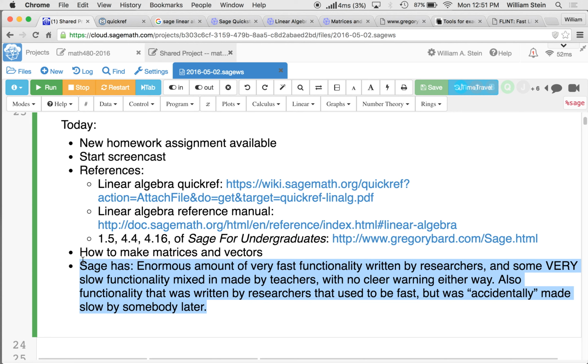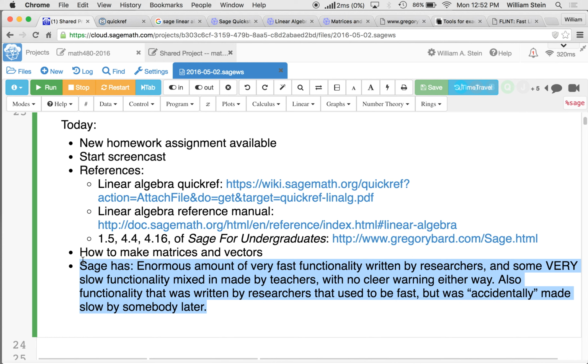So teachers wrote a bunch of functionality, and it's not necessarily aimed at research or speed. Like the isSimilar function: given two matrices, you can tell whether you can get from one to the other by a change of basis, by conjugating. So it's a basic piece of functionality. I was just looking at the code, and the way it works is it checks if they have the same characteristic polynomial. If they don't, it says they're not similar.